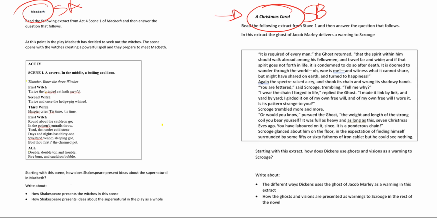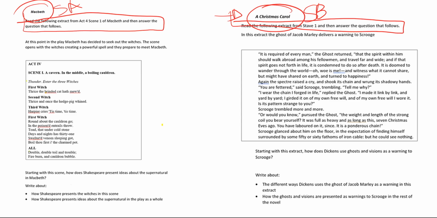Okay, so with both of the questions, the layout is very, very similar, if not exactly the same. Obviously, it's just different questions for different texts. So you'll always get an instruction to read the following from, and then for Macbeth, it will be an act and scene, and for A Christmas Carol, it will be from a stave. So, read the following extract from Act 4, Scene 1 of Macbeth, and then answer the question that follows. Read the following extract from Stave 1, then answer the question that follows.